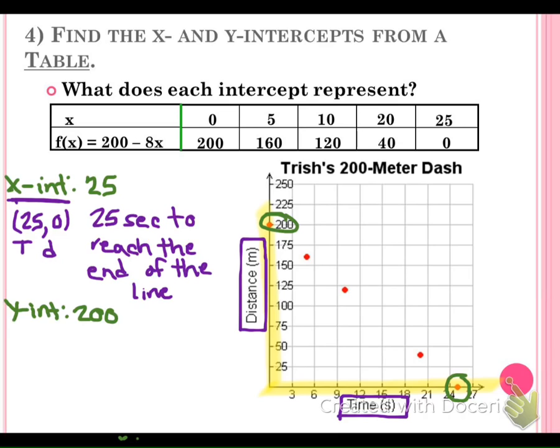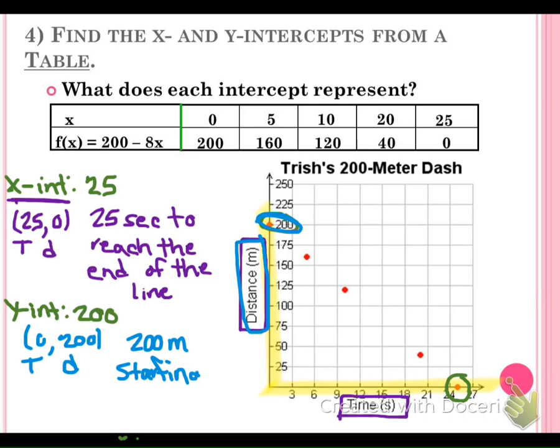Because remember, we're talking about her running a 200-meter dash. Now for the y-intercept. For the y-intercept, we were at 200. And the y-intercept is talking about the distance. So we have the point 0, 200. 0 is talking about the time, and 200 is talking about the distance. So that means that in 0 seconds, she's at 200. So the 200 represents the starting line. She's starting 200 meters away from the end of the line.